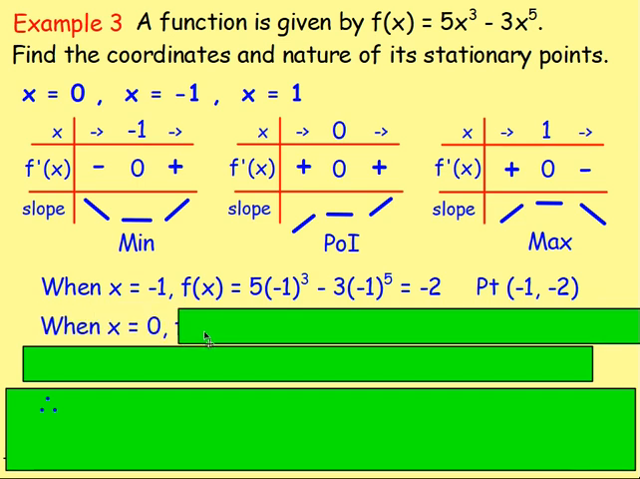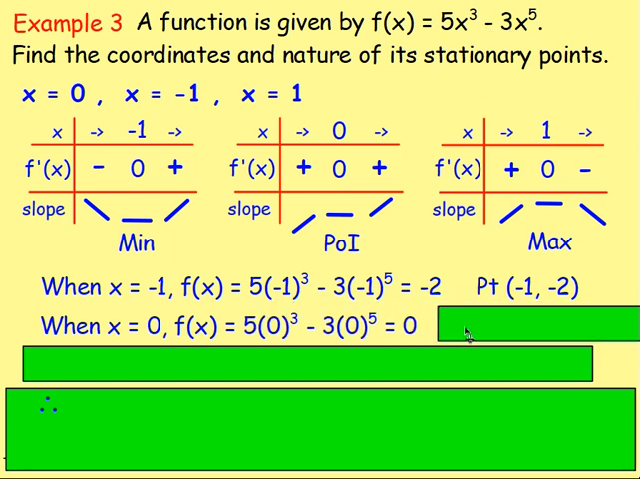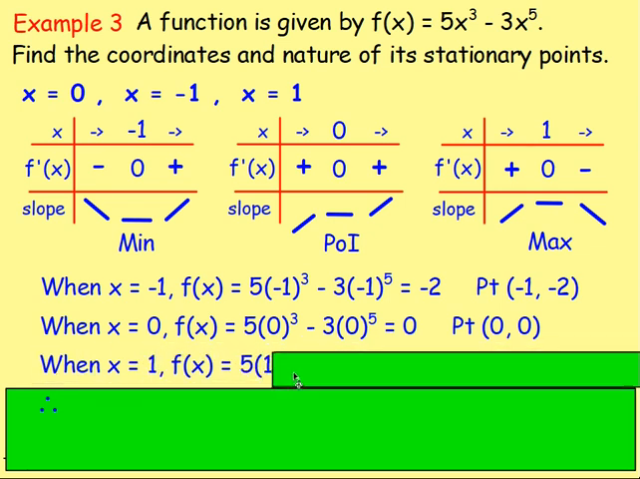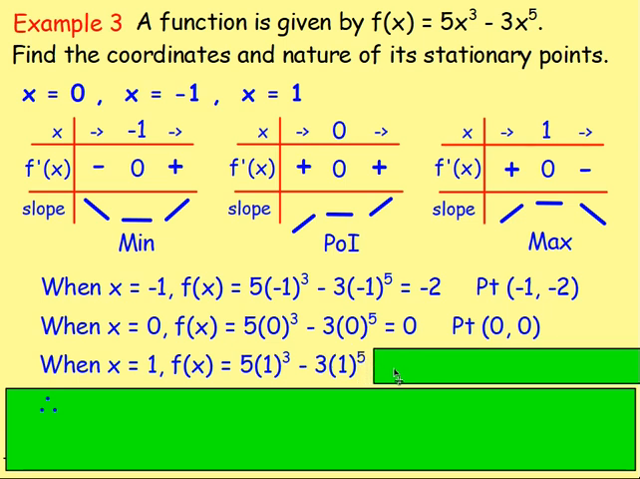So when x is 0, f of x will equal 5 times 0 cubed, take away 3 times 0 to the power of 5, giving you just 0. Meaning the point then with an x and a y will be 0, 0. Do the same with 1. When you sub 1 in, you would have f of x is going to be 5 times 1 cubed, take away 3 times 1 to the power of 5, which will give you 2. Meaning that is the point 1, 2.